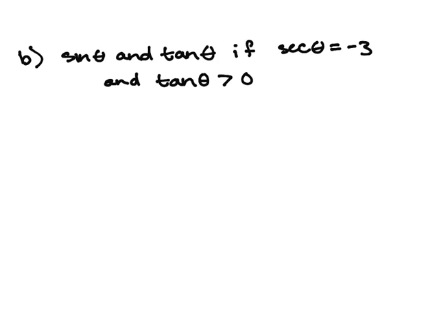Let's try another one. I want to find sine and tangent if secant theta is negative 3 and tangent is greater than 0, so it's positive. Well, again, I like to work in terms of sine, cosine, and tangent. So secant is 1 over cosine, or cosine is 1 over secant, so cosine is negative 1/3.